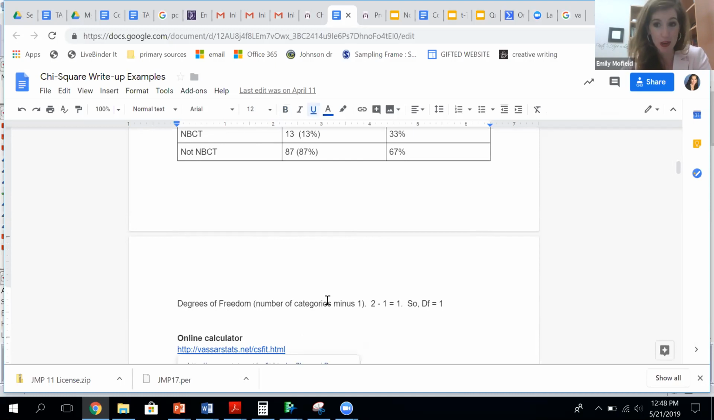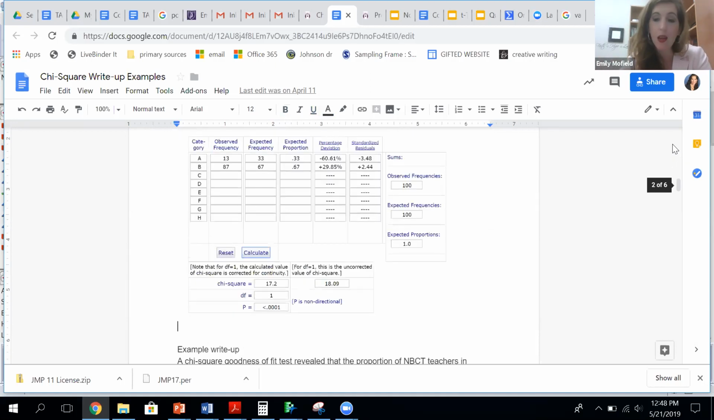Now, degrees of freedom for Chi-Square, here's how it works. You look at the number of categories you have. So we have national board certified teachers. That's one category, and then the other category is Tennessee versus the nation. So we have two categories. So our degrees of freedom is N-1.